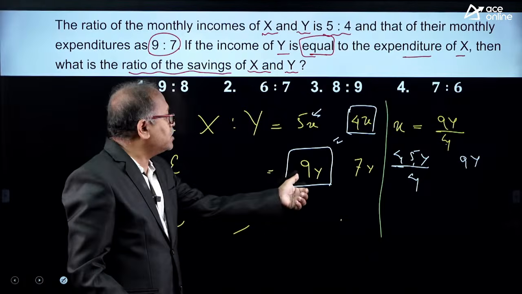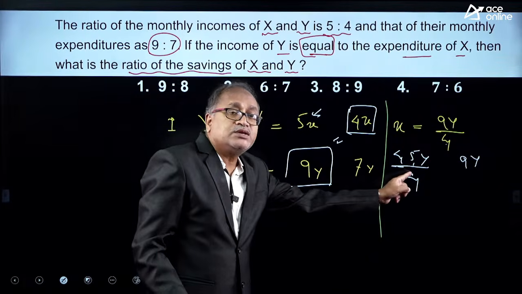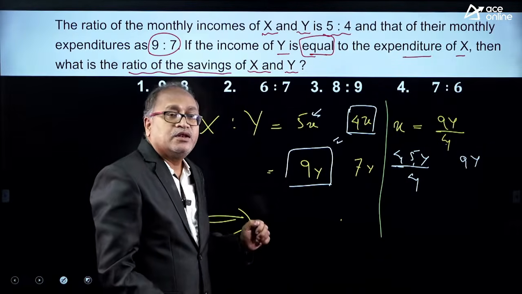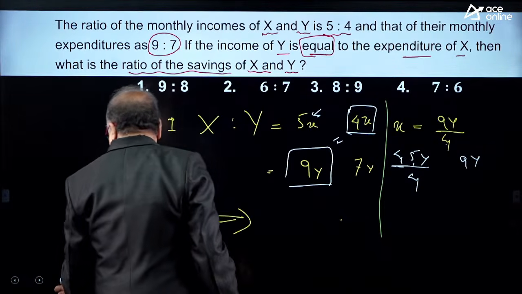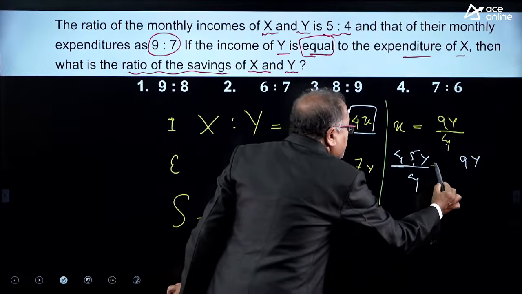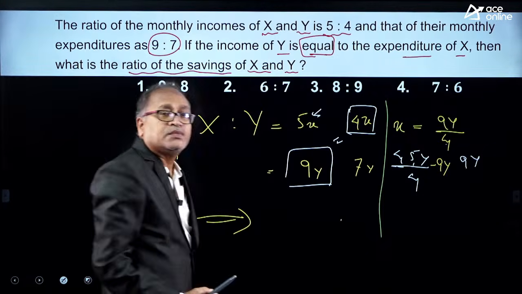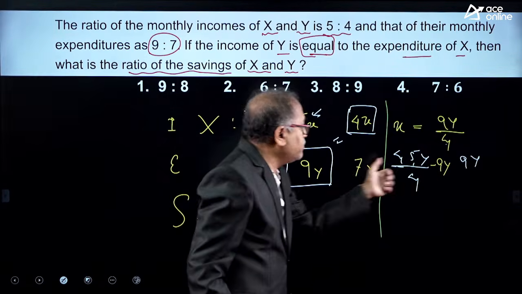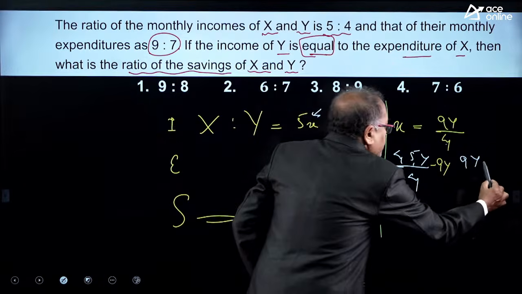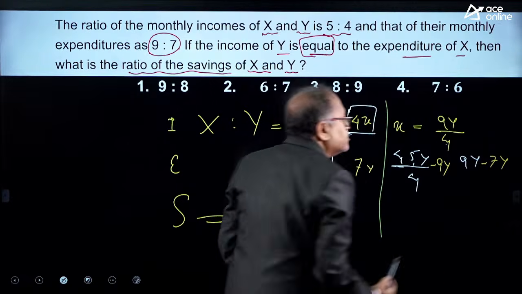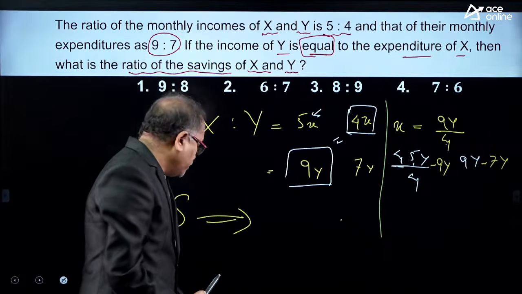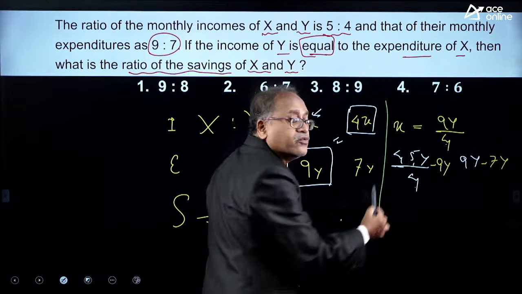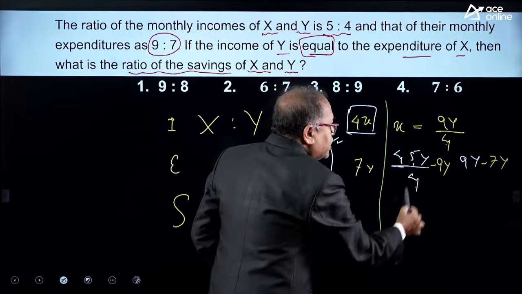Then this is what the expenditure is, and this is the income. So 45y by 4 minus 9y. I will be getting the saving minus 9y, and I will be getting the saving of the other person by this income minus saving. So that is minus 7y. Come on, by this time you will be able to answer this question. So this is 4 times 9 is 36. So 45 minus 36, that comes 9 over here.